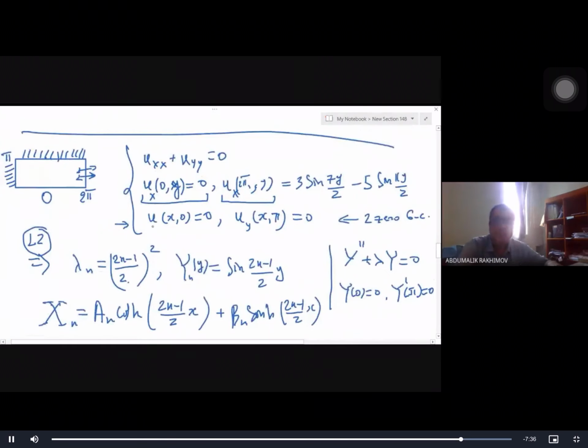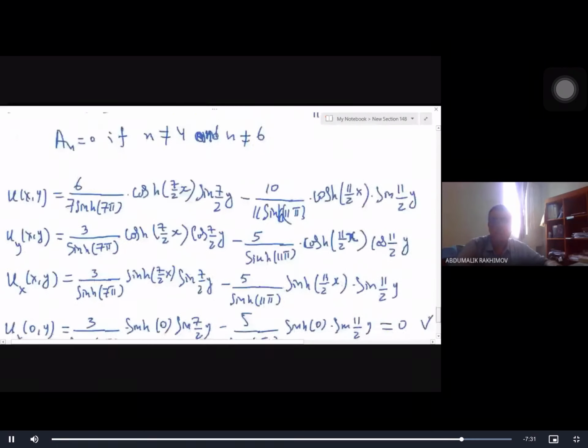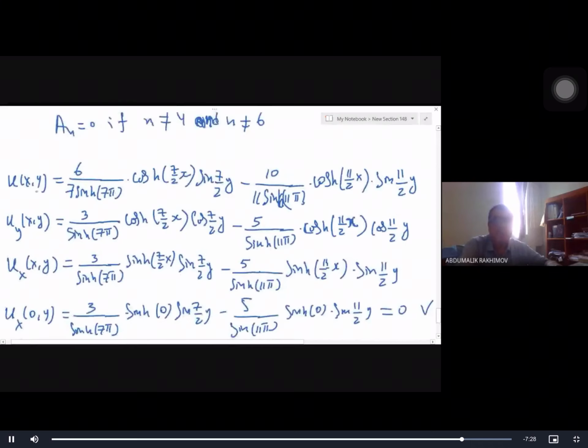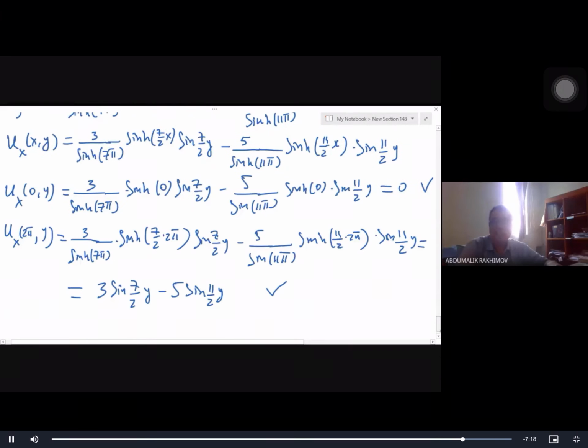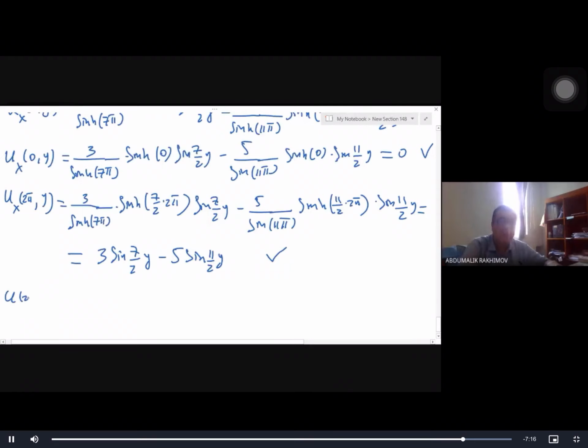So next we needed to check u(x,0), right? Where's u? U is this one. If you check u(x,0), if you say y is 0, what will it be? Sine 0 is also 0. Clear? If you want to write, you can write it like this: u(x,0) is equal, what was the u? U was 6 over 7 sine hyperbolic 7 pi, something like this.